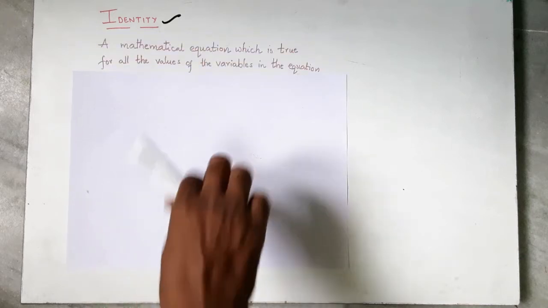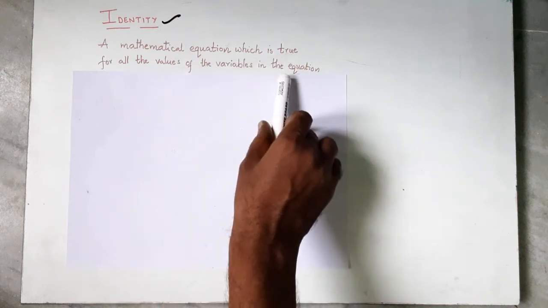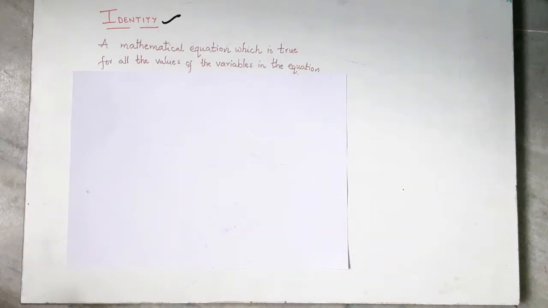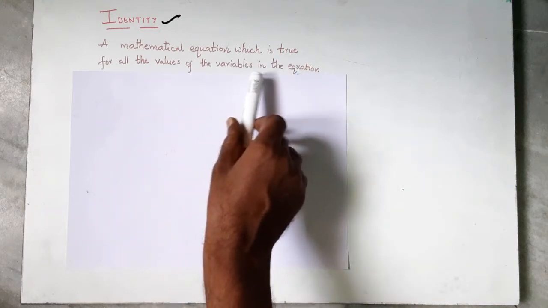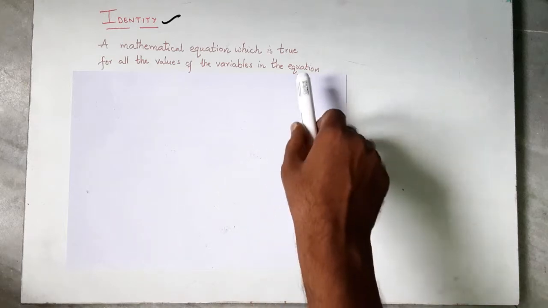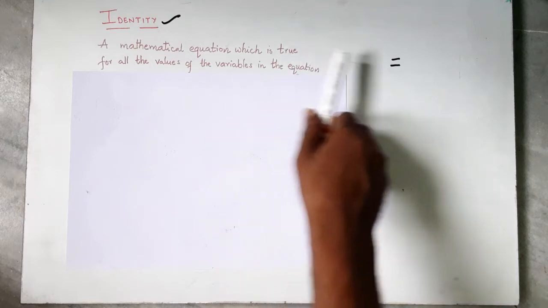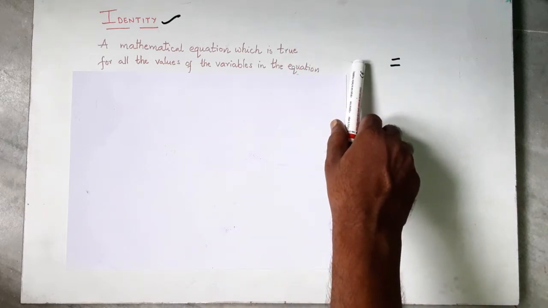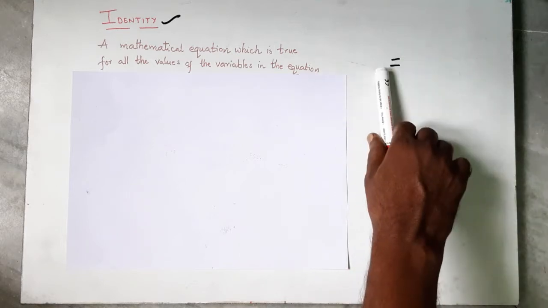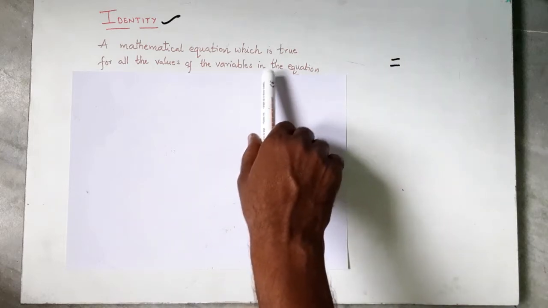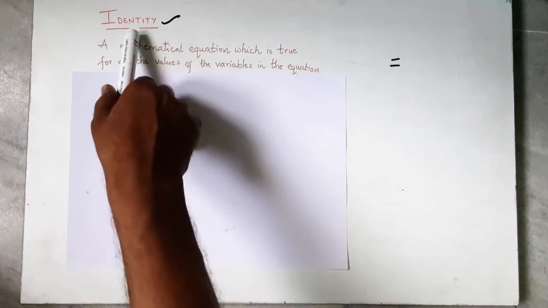A mathematical equation which is true for all the values of the variables in the equation. Once again I repeat, a mathematical equation which is true for all the values of the variables in the equation. So here, in the equation, the symbol should be is equal to. Variables means that on the left side there should be variables and on the right side there should be a value, or both sides should have variables, LHS and RHS. An equation which is going to be satisfied for all the variables in the equation is called an identity.